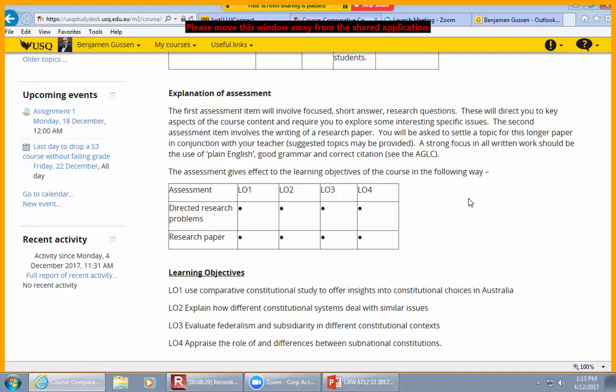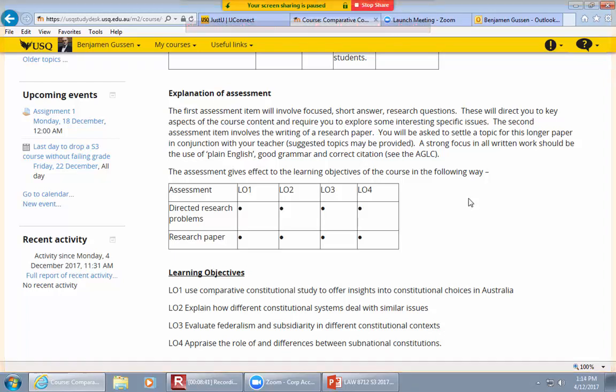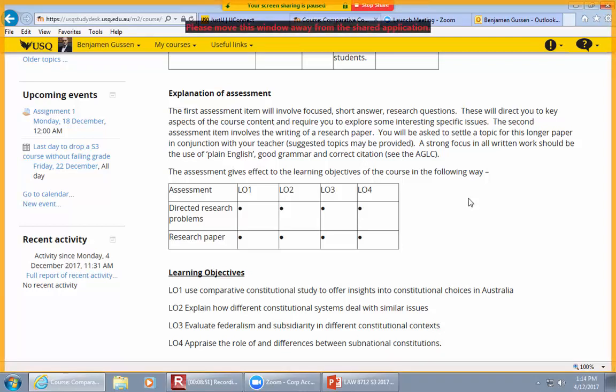So, what are these learning objectives? The first one says use comparative constitutional study to offer insights into constitutional choices in Australia. Okay. So for the purposes of our first assessment, that's going to be basically in relation to this interaction or interplay between subsidiarity and federalism.